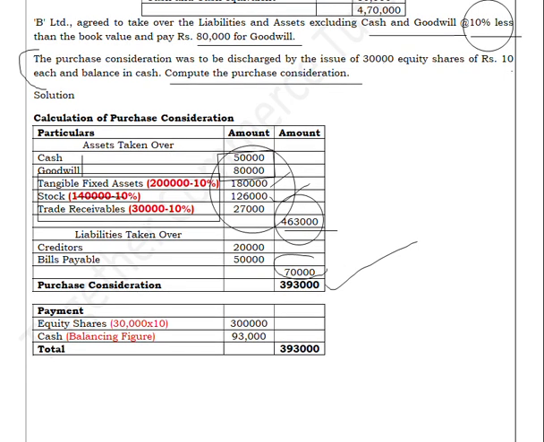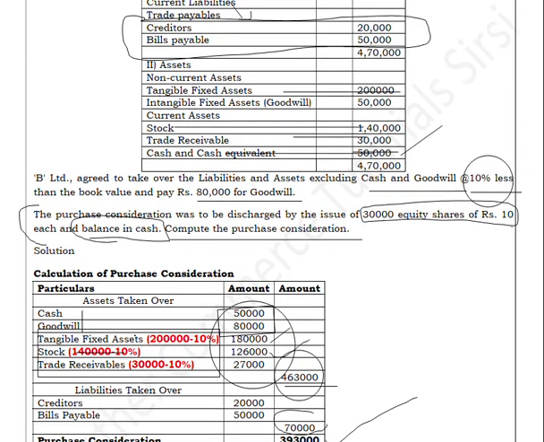Now the next step is how the calculated purchase consideration is paid. Because they have said here that the purchase consideration was discharged by issue of 30,000 equity shares of 10 each. So equity shares 30,000 into 10 is 3 lakh. And balance in cash, this is very important. How much balance remained? 3,93,000 was the purchase consideration payable. In that, 3 lakh was given as equity shares. The balancing figure, 93,000, is in cash.